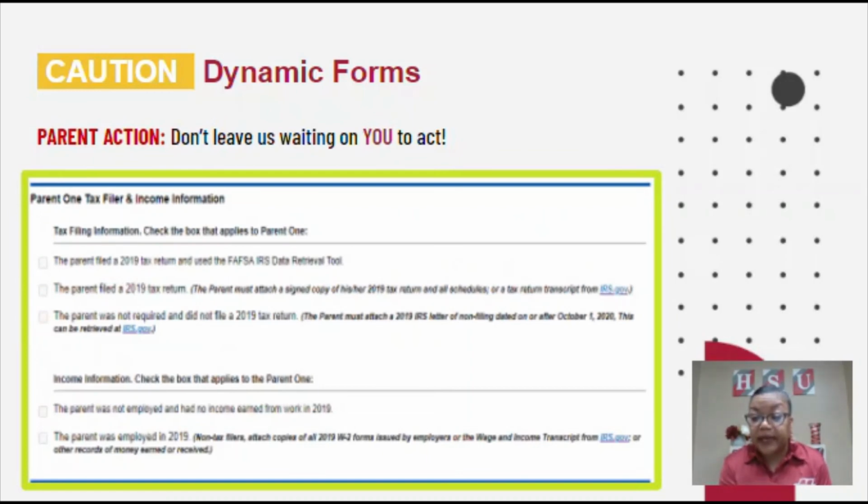Here's the parent's action. Once the student submits it and it goes to the parent, the parent will also be required to create an account, which is username, password. This will bring the form for them to see and complete. And this is where they would put in their taxes. They would click which box best fits them. And once they click the box, then they can either upload the taxes or, if they went through the data retrieval tool, they just click that particular box.